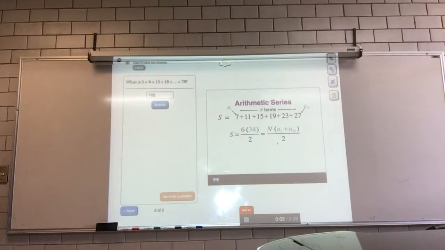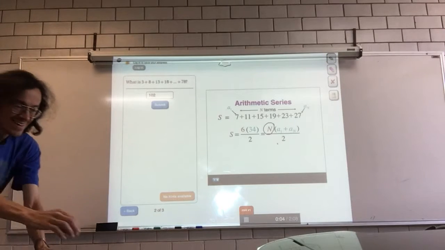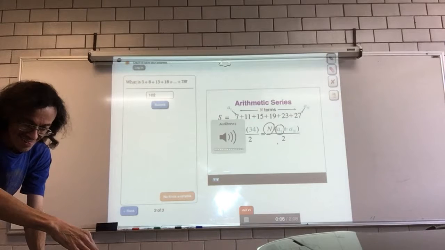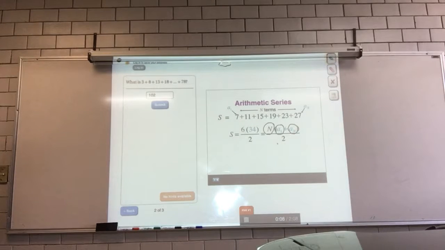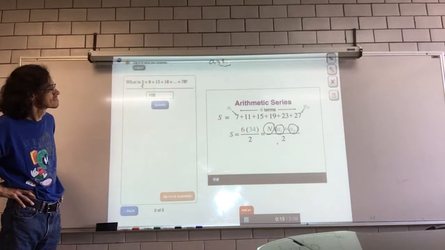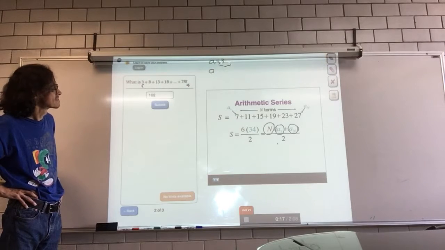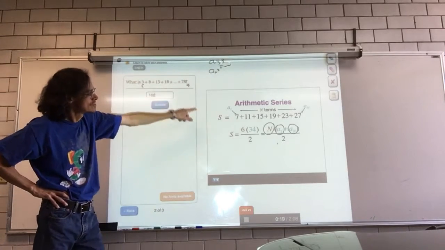In order to use this formula, we need to find big N, the number of terms, a sub 1, the first term, and a sub n, the last term. The first term is 3. And the last term is 78.